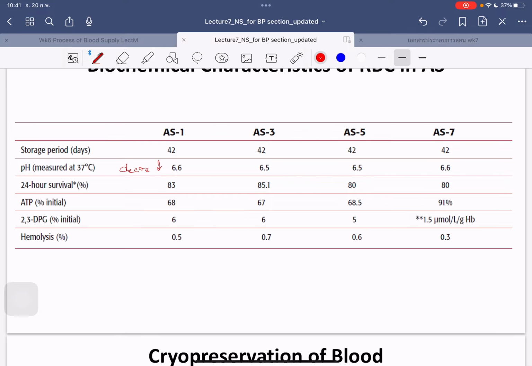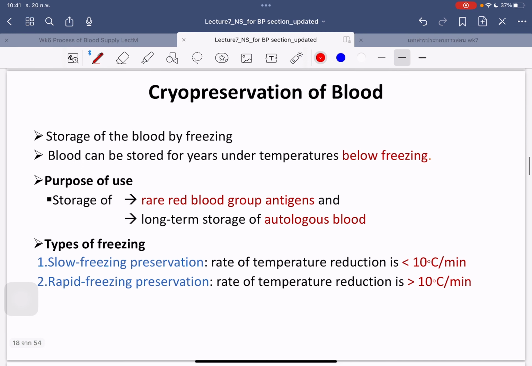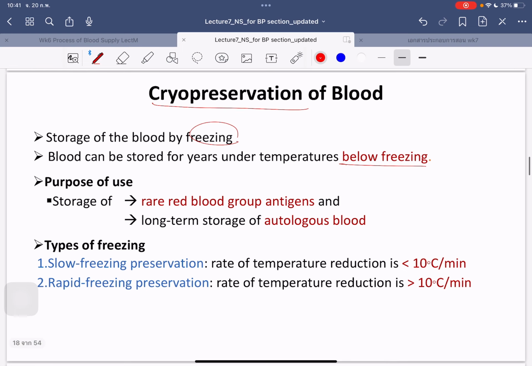However, if you have a rare blood group and you want to store it for longer than that, what can we do? One method that we can do is to freeze it, or use cryopreservation of the blood. When we freeze the red blood cells, can we directly put the red blood cells into ice? No, we cannot do that. So the blood bank has optimized many methods for cryopreservation of red blood cells, and the purpose of cryopreservation is to store rare blood group antigens.